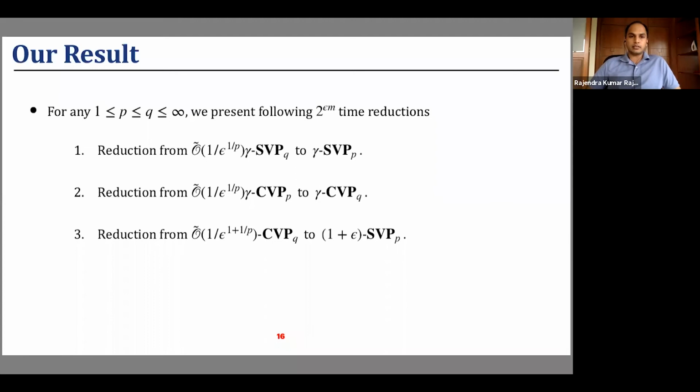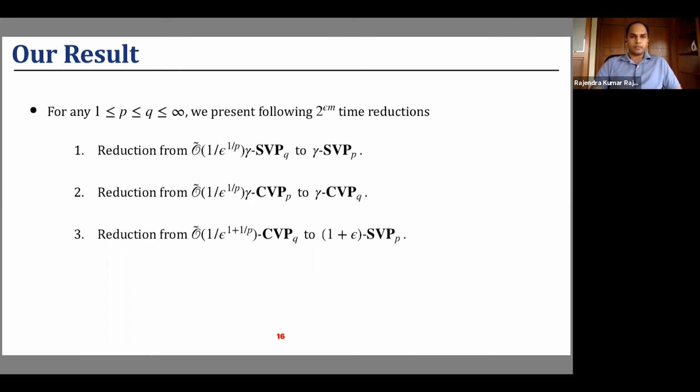In these reductions, the loss in approximation factor in the first reduction is 1/epsilon to the power 1/p, and in the last reduction it's slightly higher, it's 1/epsilon to the power 1 plus 1/p. And if you see reduction 3, then we can also get a reduction like CVP_p to SVP_q just by using reductions 1 and 2.